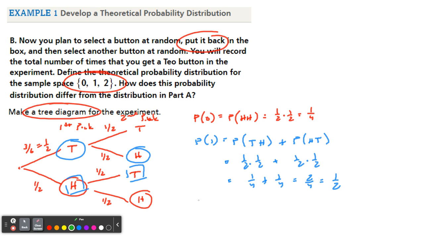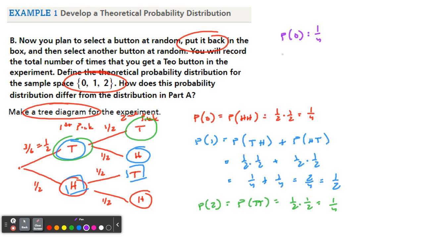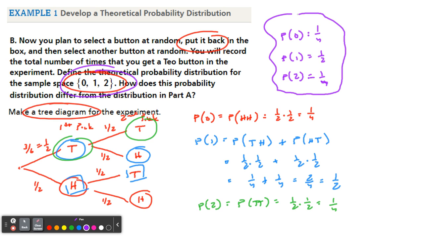And then I'll change the green. The probability of getting a 2 would be the probability of getting a Teo and a Teo. That would be this path, Teo and a Teo, which is 1/2 times 1/2. And that would be 1/4. So your probability distribution here, and I'll do it in purple, would be, the probability of getting a 0 is 1/4, of getting no Teos. The probability of getting 1 Teo is 1/2. And the probability of getting both Teos is 1/4. And this would be your probability distribution with that sample space and these probabilities listed out.